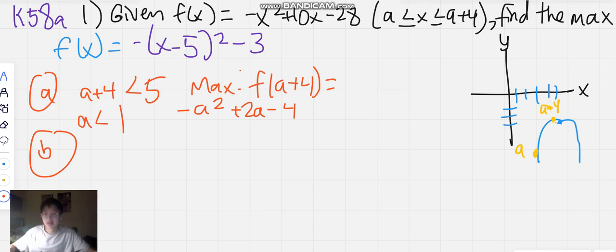We also said that the maximum could be the vertex at some times. So when was the maximum the vertex? Remember, the maximum was at the vertex as long as our boundaries pinched the vertex, so as long as the vertex was included inside the interval. To generalize that and write it out, that's saying as long as a is less than or equal to x, which is less than or equal to, a is less than or equal to 5, because this is the axis of symmetry, is less than or equal to a plus 4.